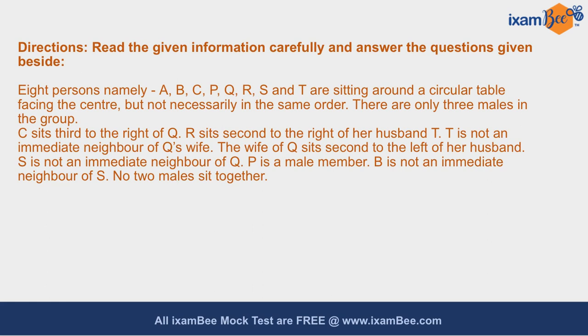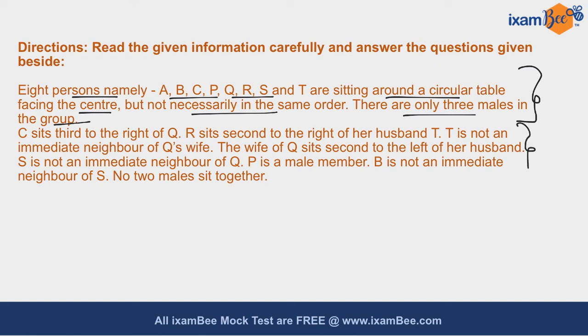Let us solve the next question. So it is given to you that 8 persons, namely A, B, C, P, Q, R, S and T, are sitting around a circular table facing the center but not necessarily in the same order. There are only 3 males in the group, so you have to remember this particular information.